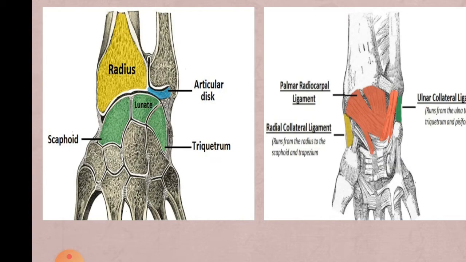So proximally, you have the radius, the distal end of the radius, and this articular disc, and you have distally the carpal bones that are the scaphoid, lunate, and the triquetrum.